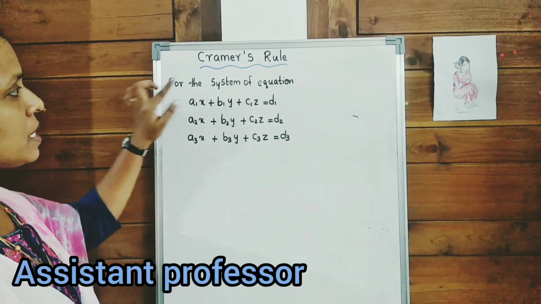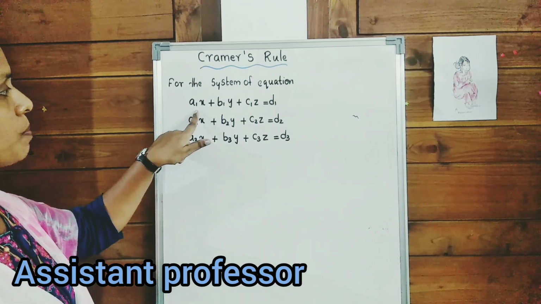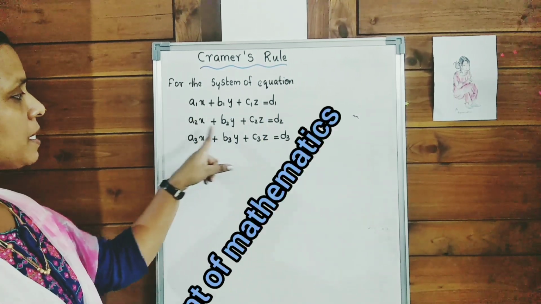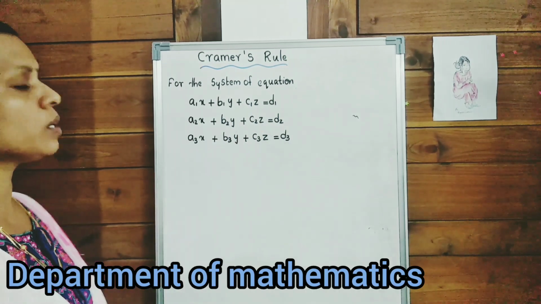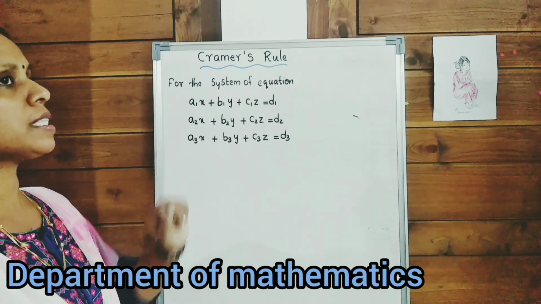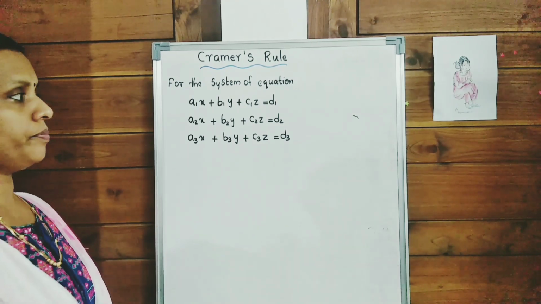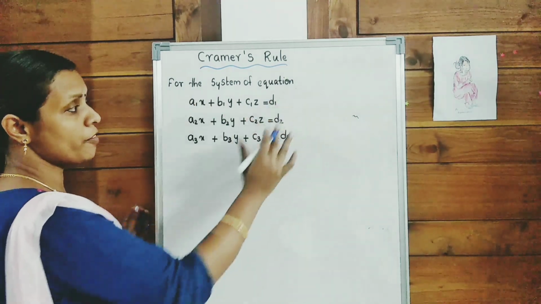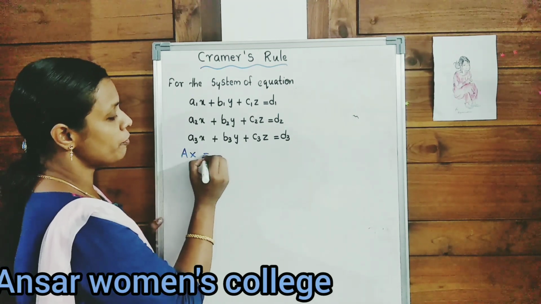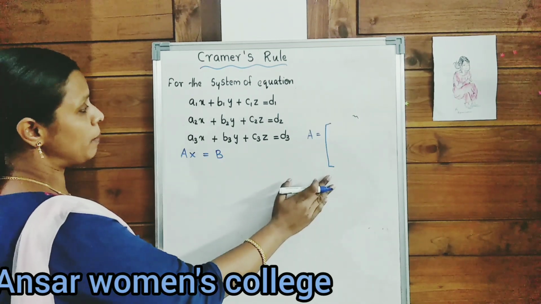That is, for the system of equations a1x plus b1y plus c1z equal to d1, a2x plus b2y plus c2z is equal to d2, a3x plus b3y plus c3z is equal to d3. First we express this system of equations into AX equal to B form. A is a matrix.